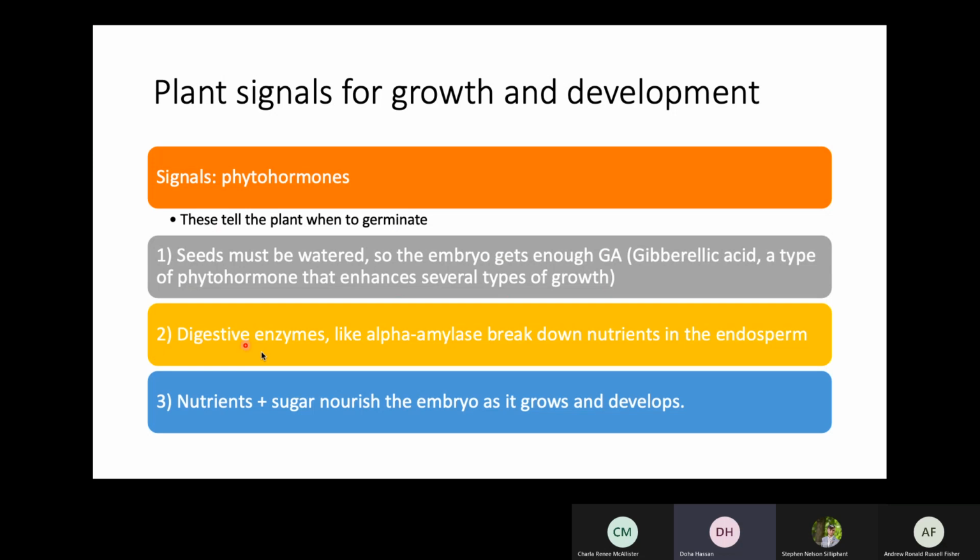So the second step is that digestive enzymes in the seed, particularly in the endosperm, things like alpha amylase, which break down carbohydrates, will break down some of the nutrients in that endosperm so that they can be used to nourish the embryo as it grows and develops. Because it's really difficult for the embryo to take in really large polymers, it's more efficient for them to be broken down into their monomeric constituents, and then the embryo can use those monomers of nutrients and sugar as fuel for growth and development. So that's kind of how this works for plants.